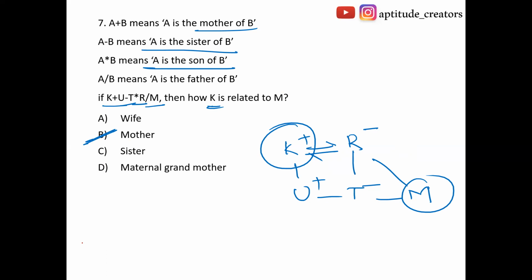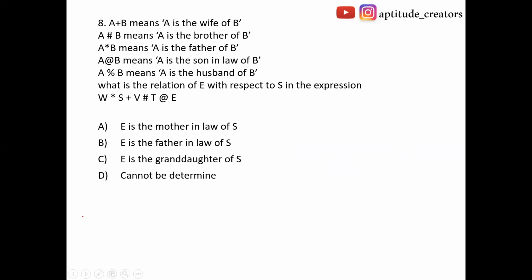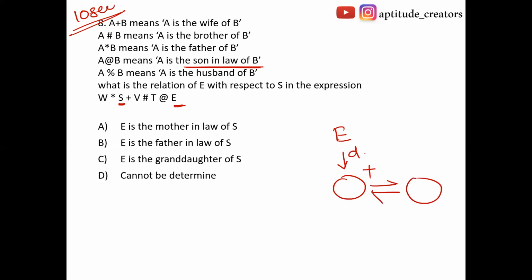Okay. Moving forward to the next question. Yes. Now this question we can solve in less than 10 seconds for sure. Please pay your attention. What is the relation of E with respect to S? Correct. Now what is T at the rate E? T is the son-in-law of E. Son-in-law is nothing but daughter's husband. We can say here the person is a daughter and here the person is the daughter's husband. We can say son-in-law. Correct.